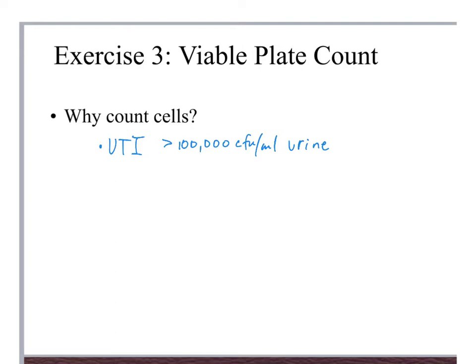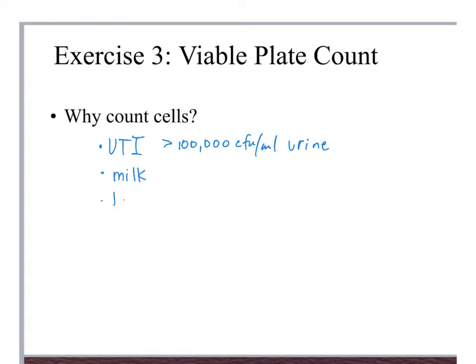Lots of applications in public health, testing our food supply. Milk, for example, is commonly tested both right when it comes from the cow, we would call that raw milk, and also after it's pasteurized. So we have to keep those counts below a certain threshold in both cases for it to be considered safe for most people to drink.